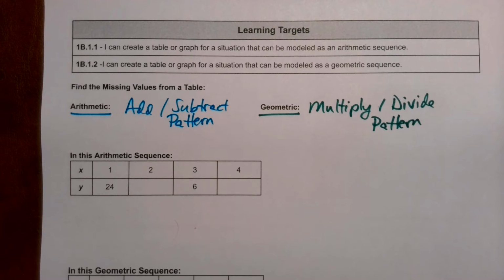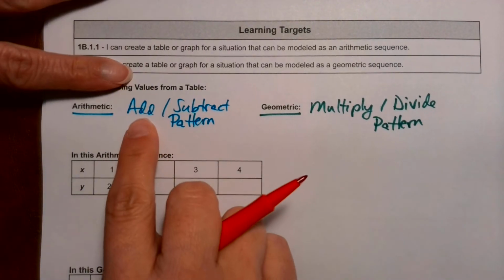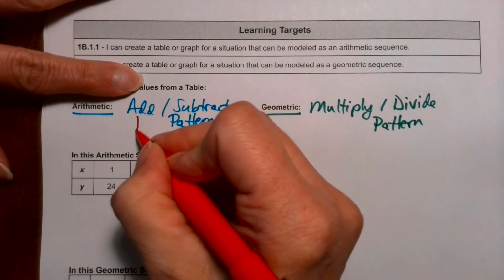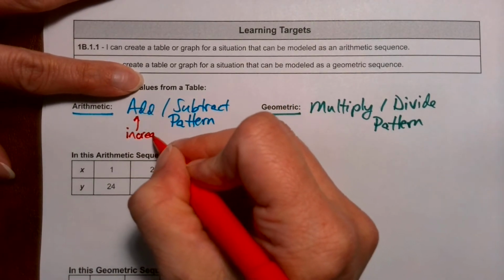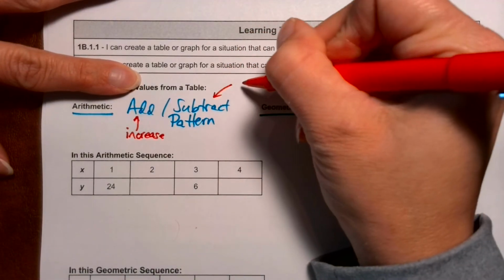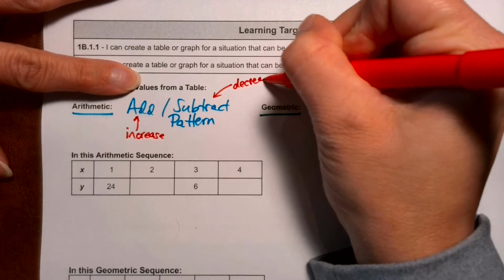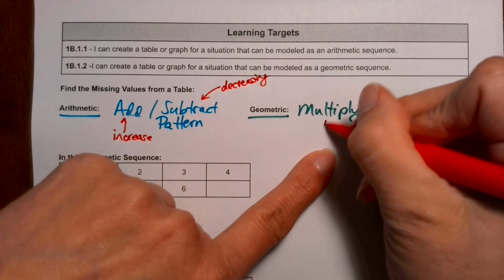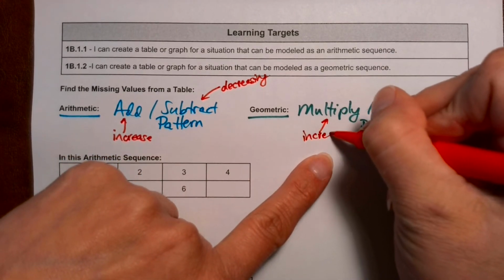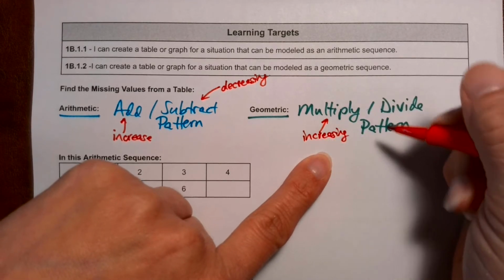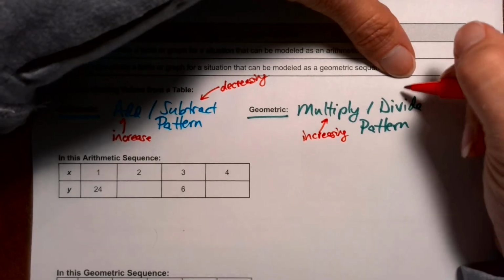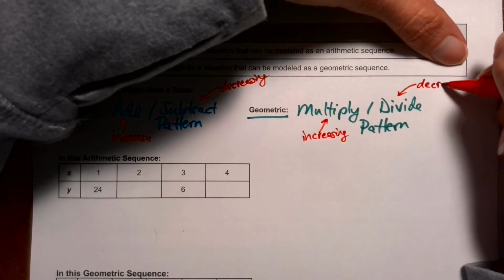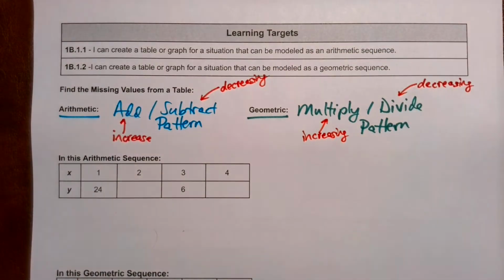So we have to read the directions very carefully to know if I should be multiplying or dividing. Now let's even make another note here. If you're adding, that means that your values are going to be increasing. And if it's a subtract pattern, the values are going to be decreasing, or going down. If it's geometric and it's a multiply pattern, that means that the values are going to be increasing. So sometimes I study the table to see, are the numbers getting bigger or smaller? If it's a divide pattern, the numbers are going to be decreasing or getting smaller.